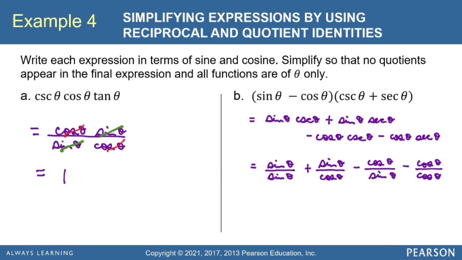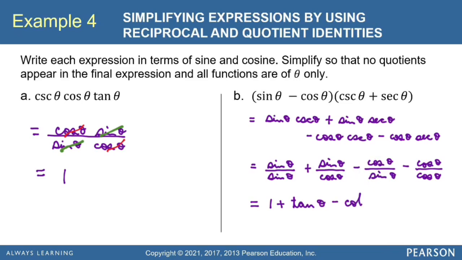Now let's see what else we can do here to simplify. So we know that sine of theta over itself is going to reduce to 1. And then for the second term, we know that sine of theta over cosine of theta can be restated as tangent of theta, and we needed to do that because it says that no quotients should appear in the final expression. And then we have minus cosine of theta over sine of theta.